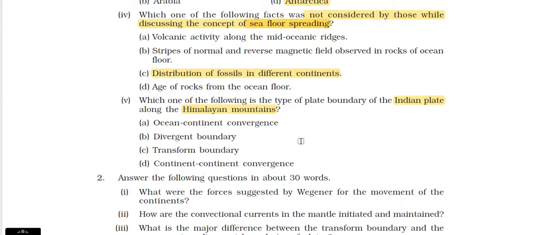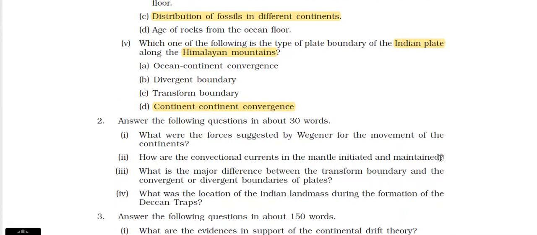Now we have option A and option D, that is ocean continent convergence and continent continent convergence. Indian plate collided with Eurasian plate. Eurasian plate is a continental plate. So the correct answer is D, that is continent continent convergence. So the fifth answer will be continent continent convergence, that is the plate boundary in which the Indian plate along with the Himalayan mountains collided with Eurasian plate. I hope the first five MCQs are clear to you. I have also given the brief about those situations.